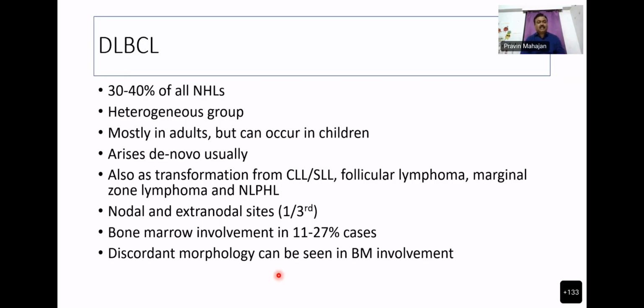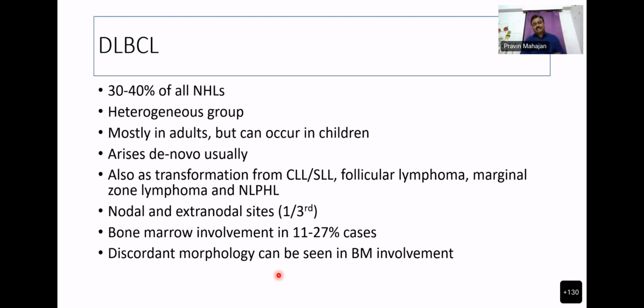So DLBCL, as I said, is the most common of all NHLs. It is almost 30 to 40% of all NHLs. It is a heterogeneous group. Mostly it occurs in adults, but remember that it does occur in children as well. It mostly arises de novo, but transformation from low-grade lymphomas like CLL, SLL, follicular, marginal, and NLPHL has been described. It is most commonly seen in nodal sites, but one third of cases can occur at extranodal sites.